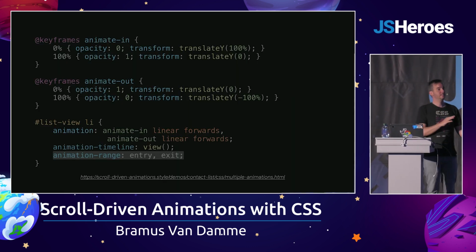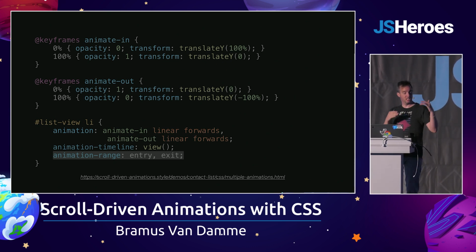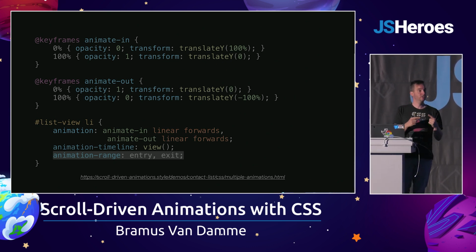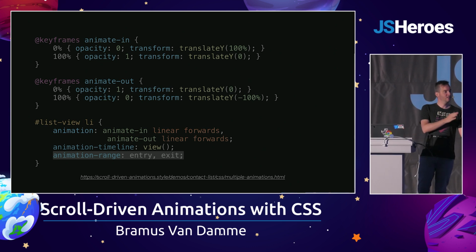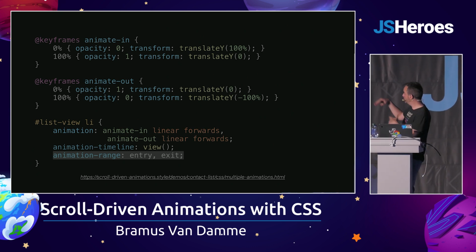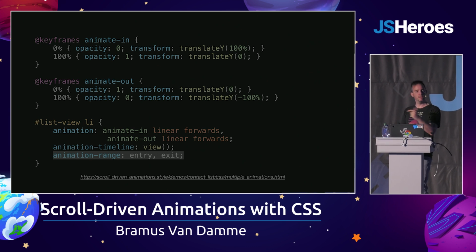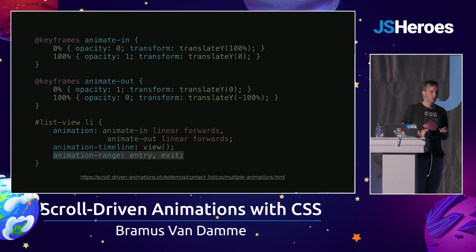So we have an animate in set of keyframes and an animate out set of keyframes. We are attaching two animations using one shared view timeline, but we are attaching the first one to the entry range and the second one to the exit range. And this is cool if you have a library with a predefined set of keyframes. You can just pick all the keyframes and add them to certain ranges.